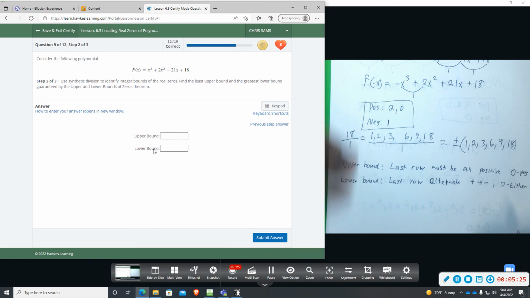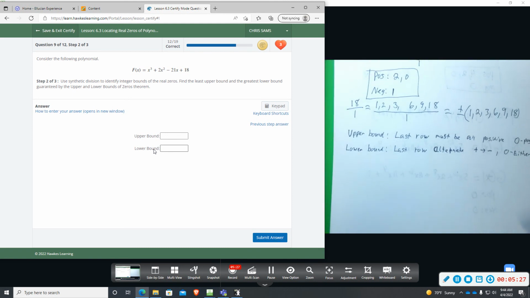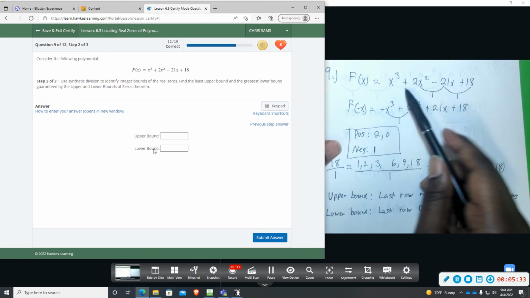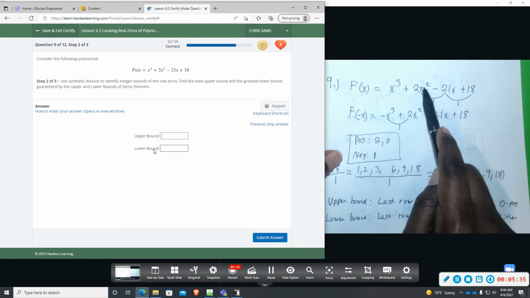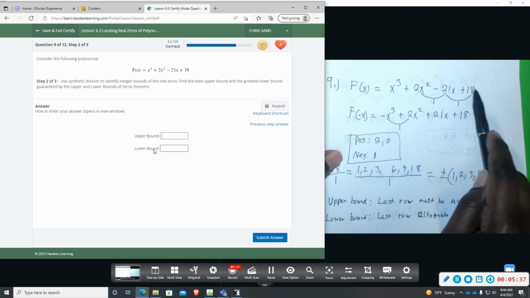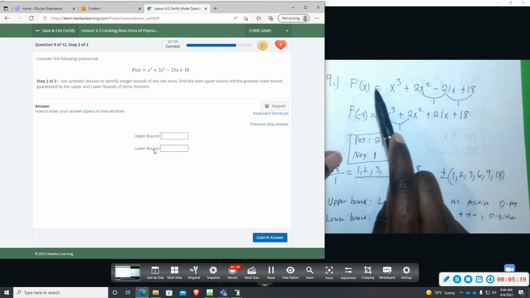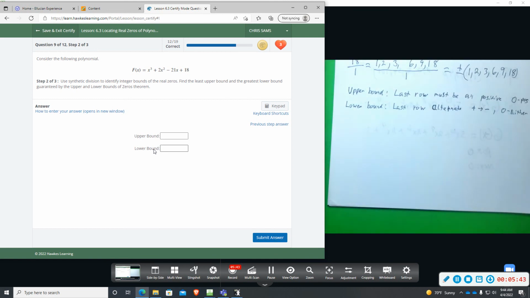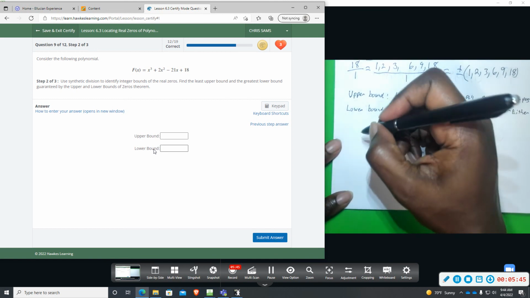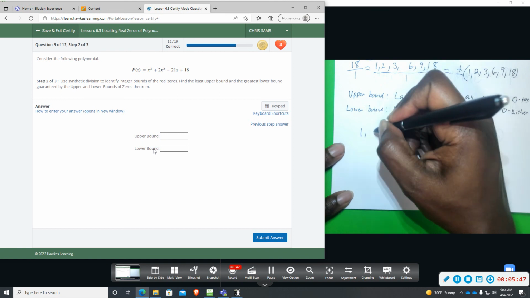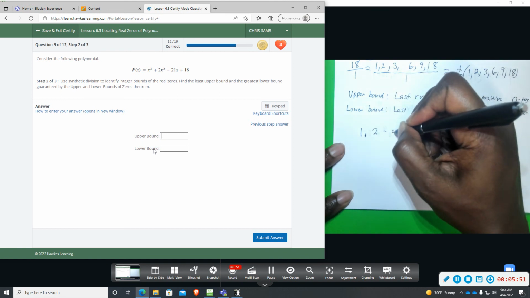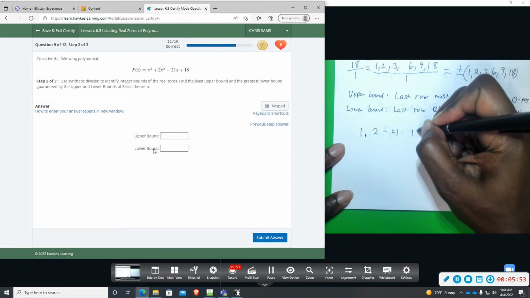Okay. So let's actually put this into practice so you can see what's going on. So we're going to be looking at our original polynomial, 3, 2, 1, 0, not missing any terms. So we have 1, 2, negative 21, 18. So down here I'm going to do 1, 2, negative 21, and 18.